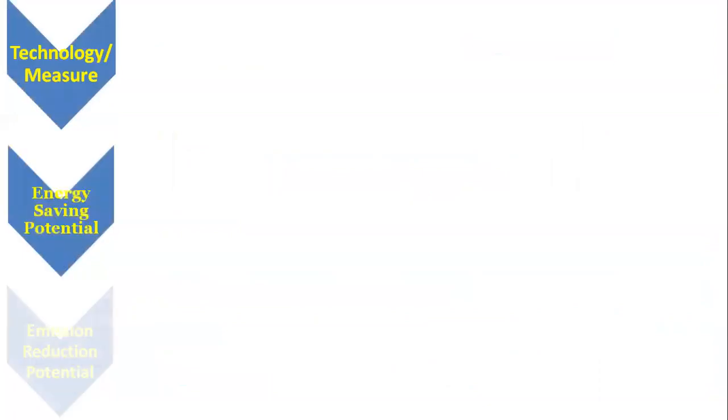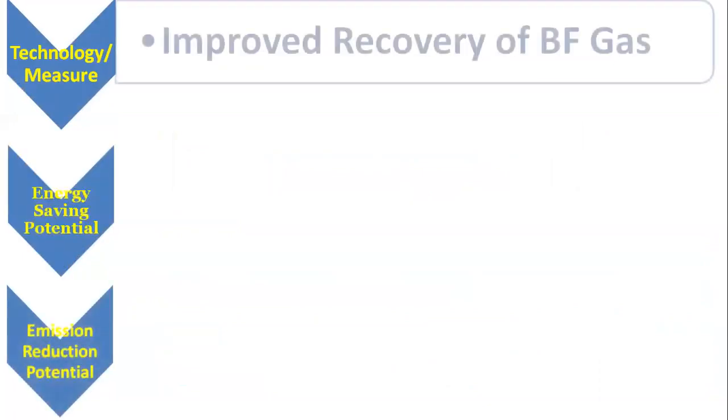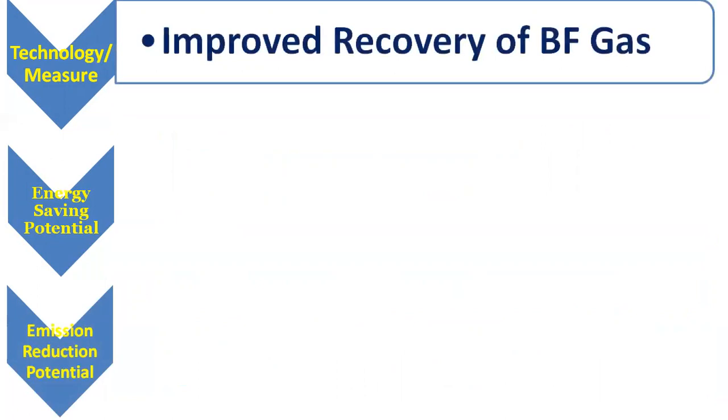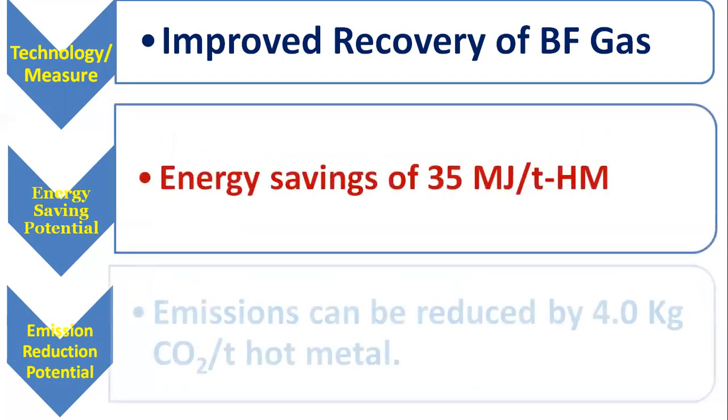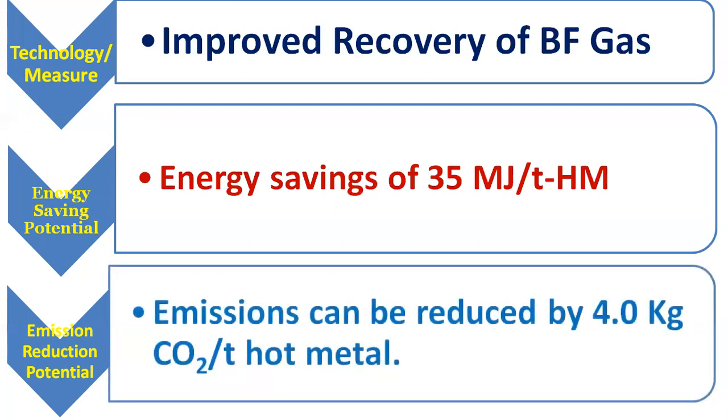Then the next measure is on improved recovery of blast furnace gas. Although every blast furnace has a gas recovery system, if we have improved recovery, then energy savings of 35 megajoules per ton of hot metal to 66 megajoules per ton of hot metal are reported in the literature. And emission levels also can be reduced by 4 kg of carbon dioxide per ton of liquid hot metal.